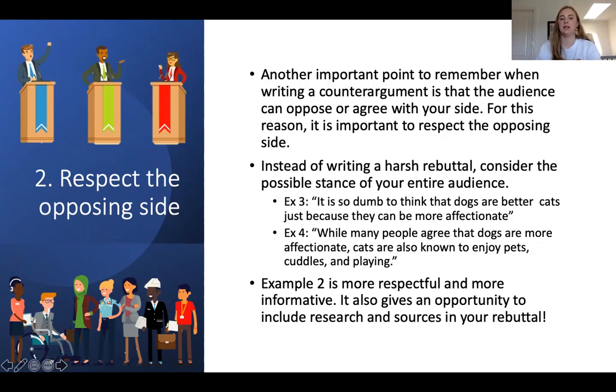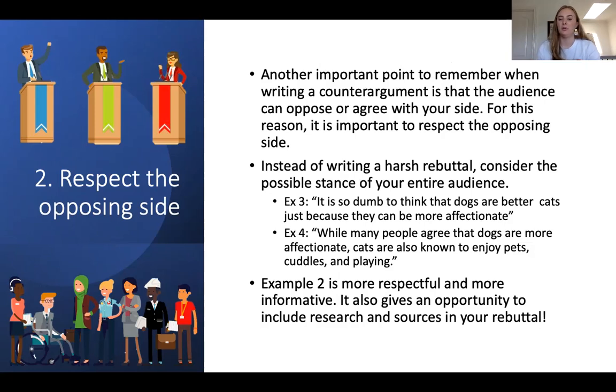Second, we have to respect the opposing side. It's important to keep in mind that our audiences are going to come from different backgrounds and different opinions, and for that reason, they can oppose or agree with your side of a prompt. So it's important to respect the opposing side. When you're writing a rebuttal, avoid really harsh language. Try to keep it neutral but strong in your own beliefs. So consider the possible stance of your entire audience.